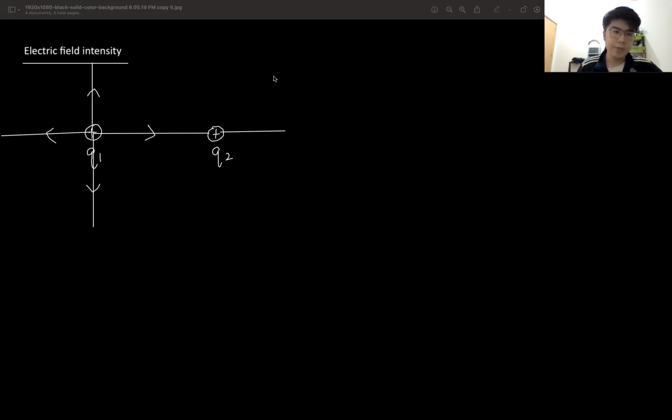The intensity of the field I know is F over Q. So I will look at how much force is acting on this Q2. How do I know the force acting on this? Again, the force acting on a positive charge is in the same direction as the electric field. So if the electric field is along here, the force is along here.